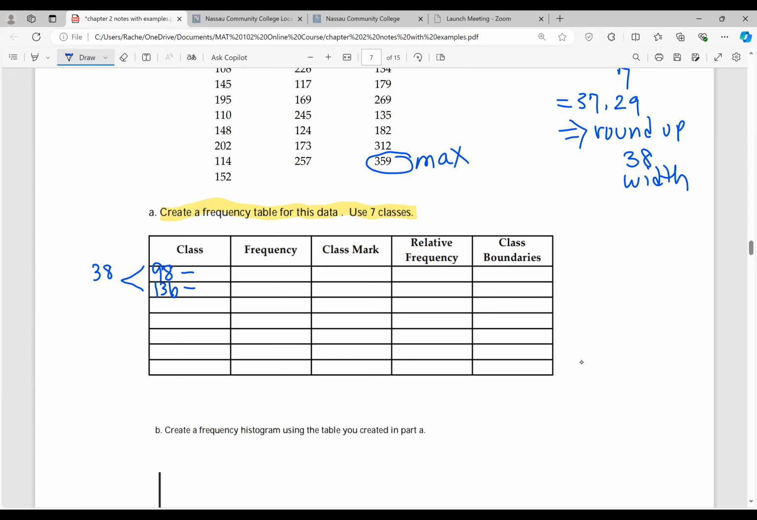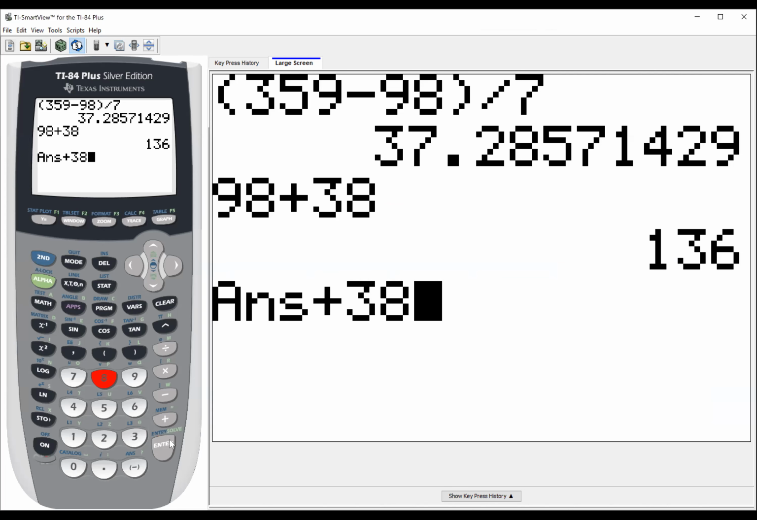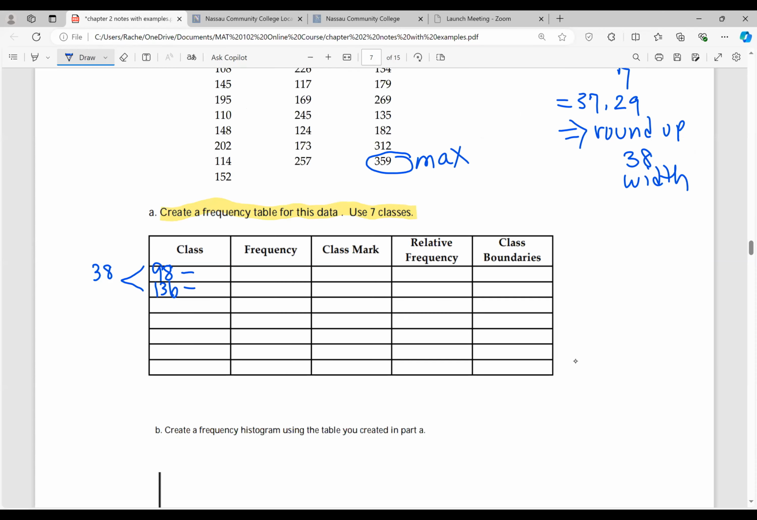So that difference is the class width, which is 38. Now to get the lower class limit on the next class, we're going to add 38 again. So we're going to keep adding 38, which is the class width, to every lower limit. So we'll do it one more time together, and then I'll fill in the rest of them for us. So now we're going to take 136, we're going to add 38 again, and we're going to get 174. So we're going to begin the next class at 174.